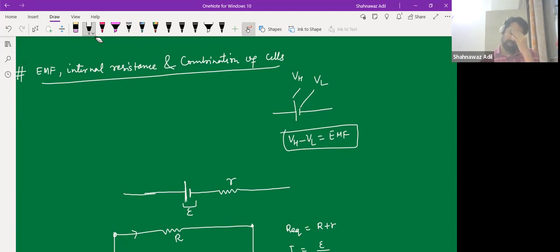So in your electrochemistry, what kind of cells do you guys have? So you guys have done one would be the voltaic cell and the Daniell cell, right? All these cells you guys have done. In the physics part, we are just concerned with how much EMF that cell is generating, right?